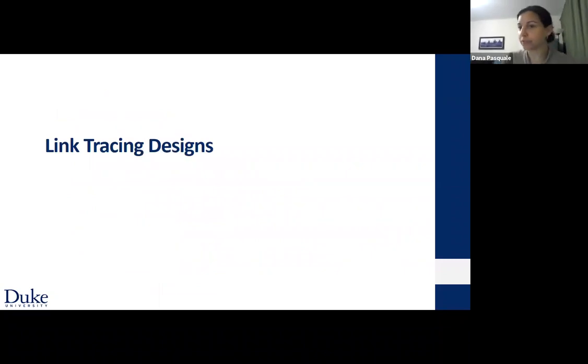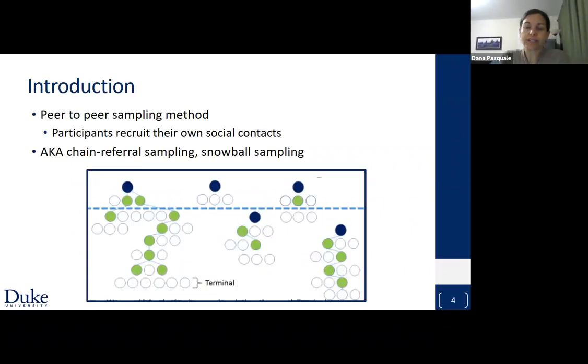So jumping into link tracing designs. Link tracing, which is also called chain referral sampling or snowball sampling, is a peer-to-peer sampling method. So you start with people in the community, you consent and enroll them into the study. And then among other study activities, you ask them to bring in some of their social contacts to join the study as well. So imagine starting with the dark blue nodes in the graphic at the bottom. They might each bring in 3 people for enrollment, who then themselves would be able to recruit their contacts for enrollment.